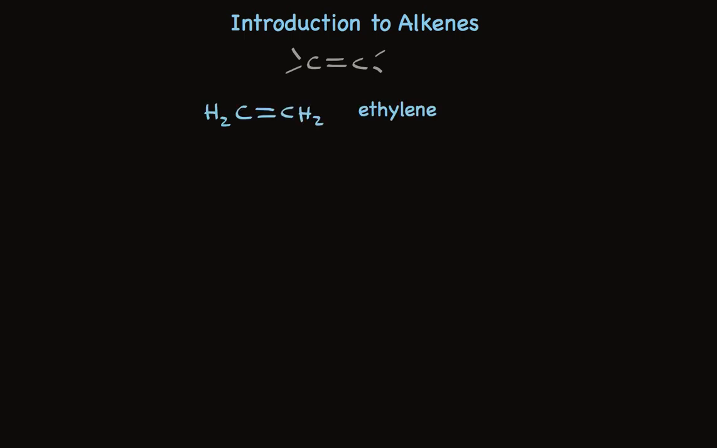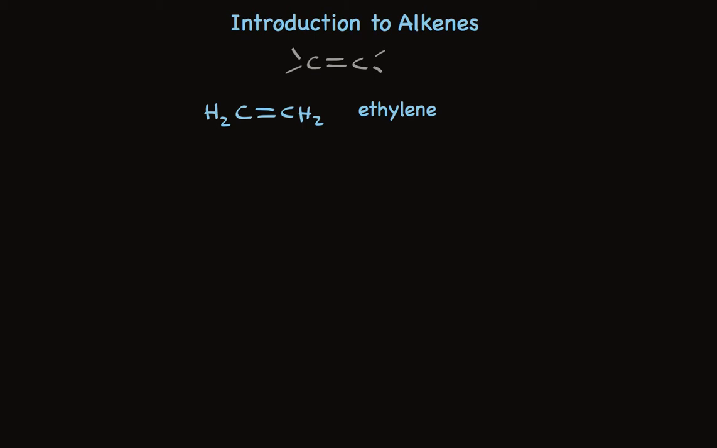The very smallest alkene is ethylene, 2 carbons, 4 hydrogens. Ethylene plays the interesting biological role of causing ripening in fruits. In fact, often fruits are picked when they're unripe and sprayed with ethylene just before they go to the grocery store. That resumes the ripening process.